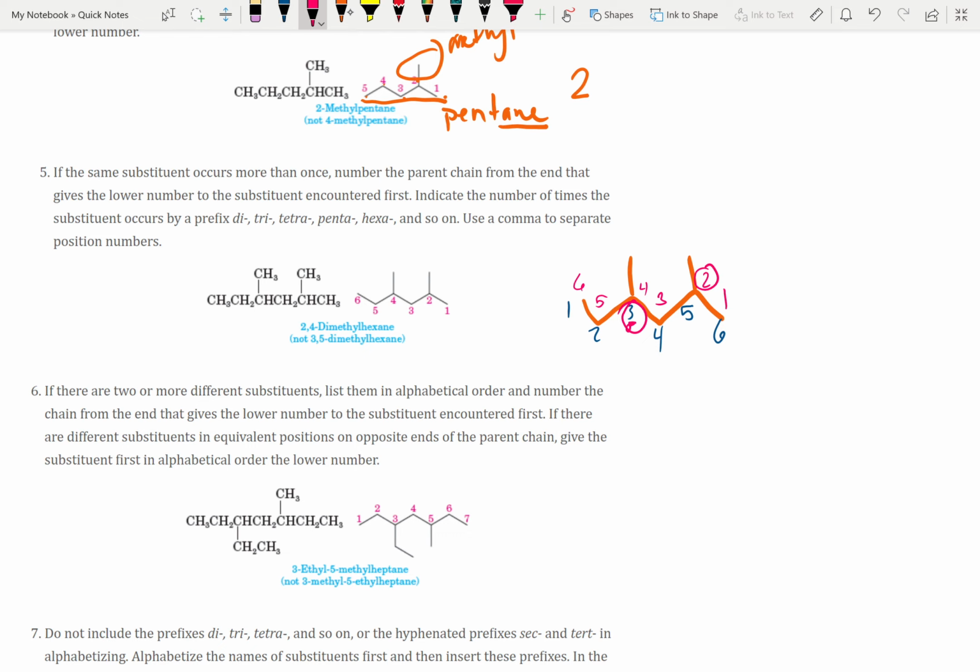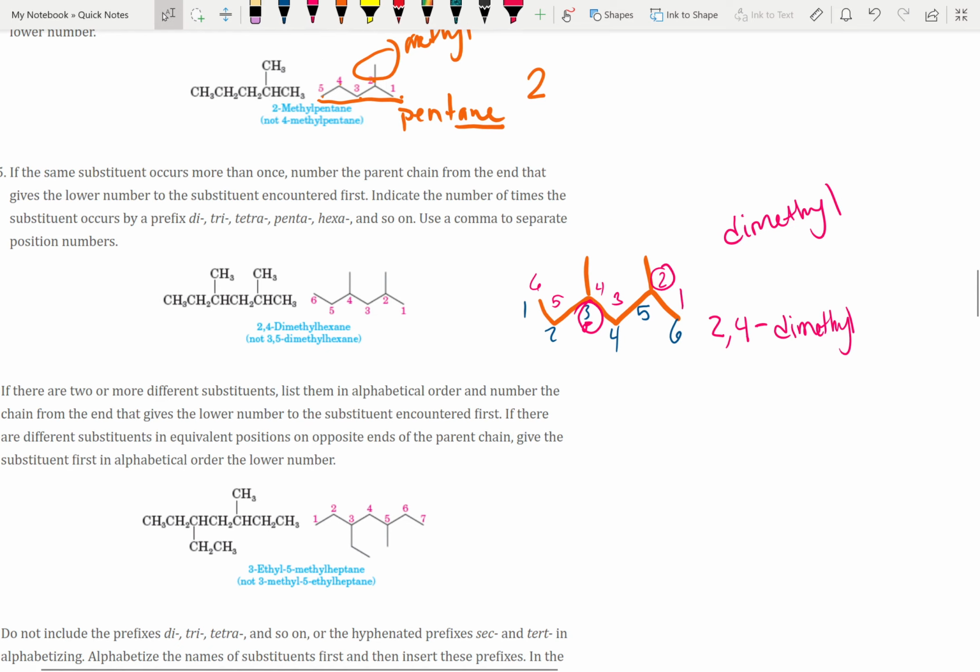So we start from the left, we have 1, 2, 3, 4, 5, 6, and on 2 and 4 we have a methyl group. So we have 2 methyl groups on this carbon chain. How do we name that? So we don't say 2-methyl, we say dimethyl. That's where we get the dimethyl from. So we have 2, 4, then you put a dash, we'll put the dimethyl, and then our long chain has 6 carbons, and what is that? That's a hexane. So we'll put hexane.